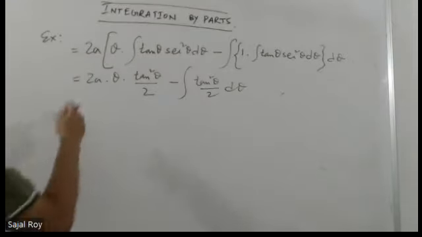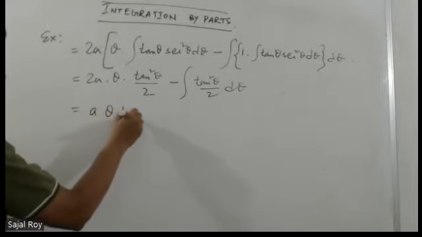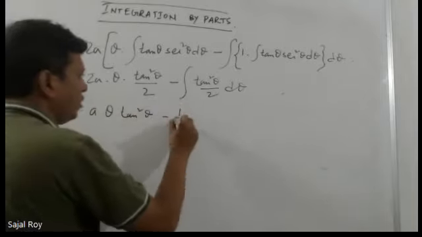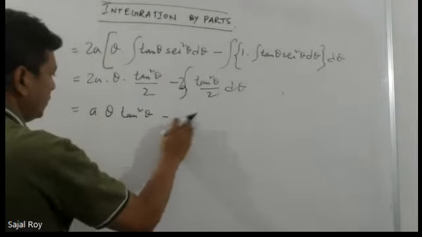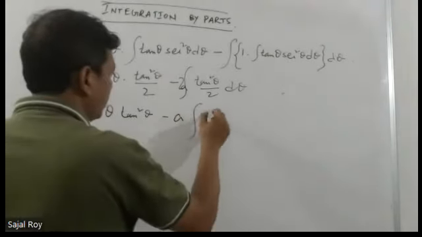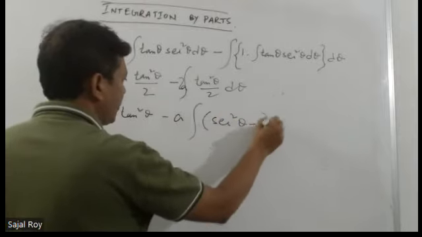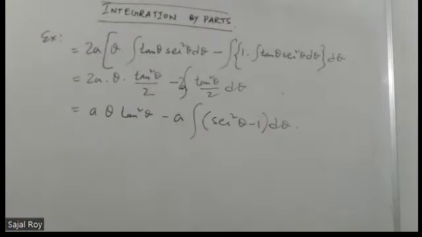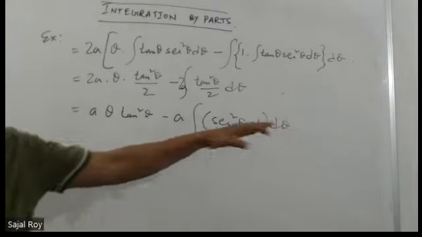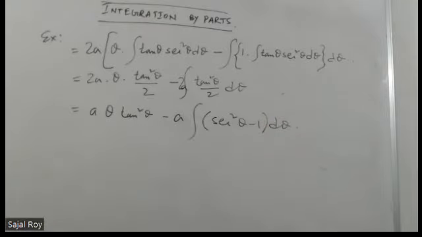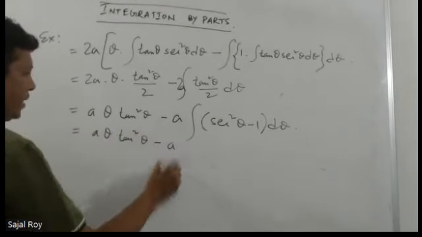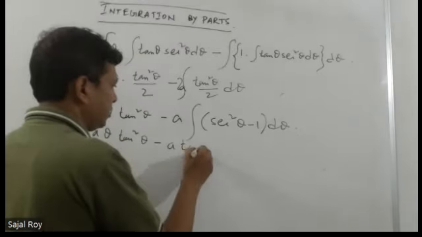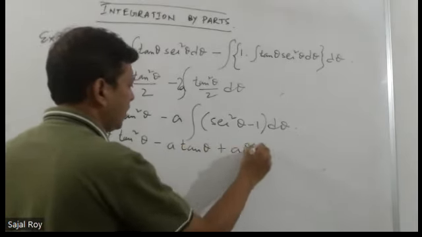So it will be a theta tan square theta, but there is no integration for tan square theta. Oh, 2a is multiplied here also. So tan square theta I'm writing as sec square theta minus 1 d theta. Now you have a result for sec square theta. Integration for sec square theta will be tan theta, minus theta. Lastly, you have to convert all. So I'm writing a theta tan square theta minus a tan theta plus a theta plus c.